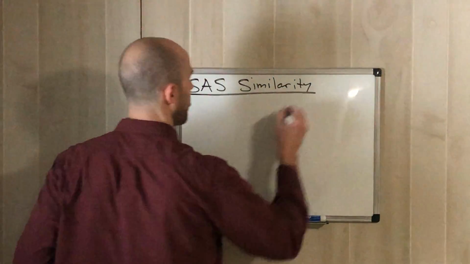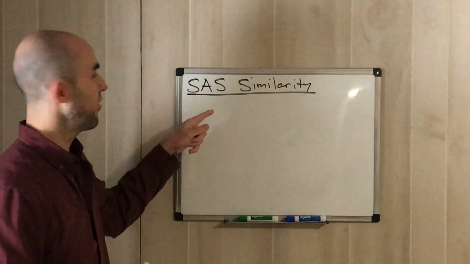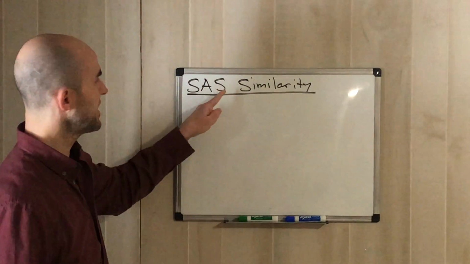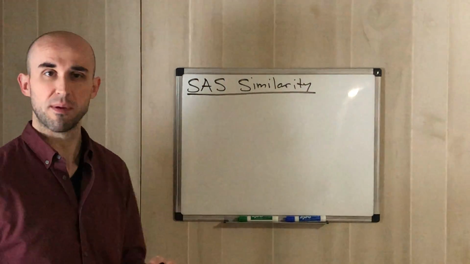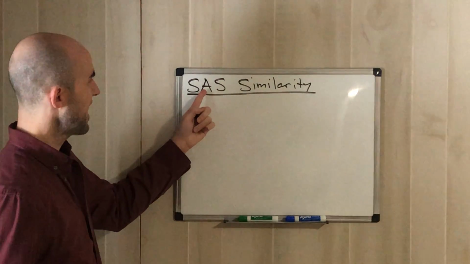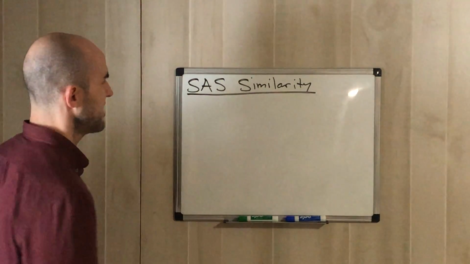And it's not just important that the angle is there anywhere. The angle needs to be between the sides. Just like when we were working with SAS congruence, the angle needed to be between the sides. Same idea here. The angle needs to be included between the sides.